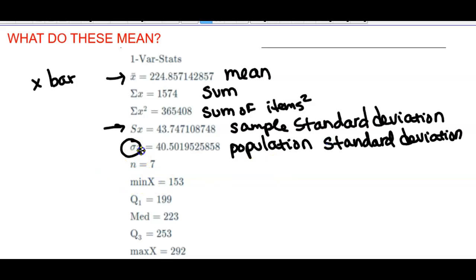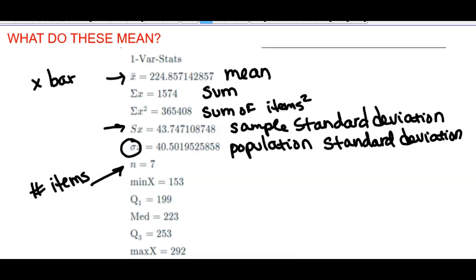And I think that's what they ask for even in Delta Math, but if they ask for S, you just use this one. It's very clear. There's not a question about it, okay? This is the number of items that you have entered. So you're finding the mean of 7 numbers.